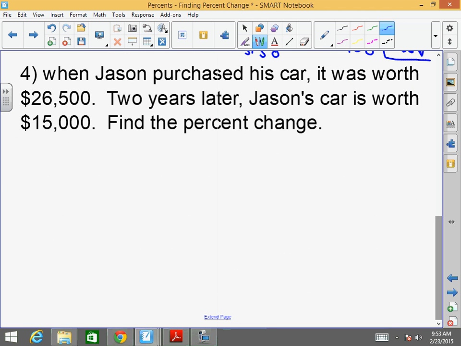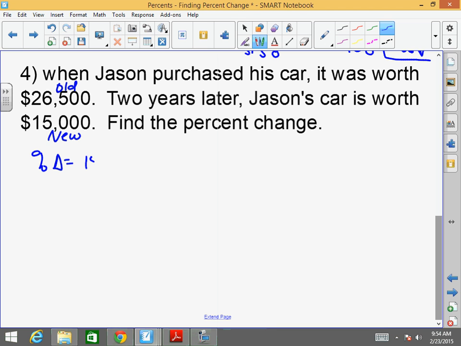Last but not least, when Jason purchased his car, it was worth $26,500. 2 years later, Jason's car is worth $15,000. Find the percent change. Who's the new? Who's the old? Go ahead. New. Wait, what did you say, my man? Correct. New is 15,000, and the old is 26,500. Very good.